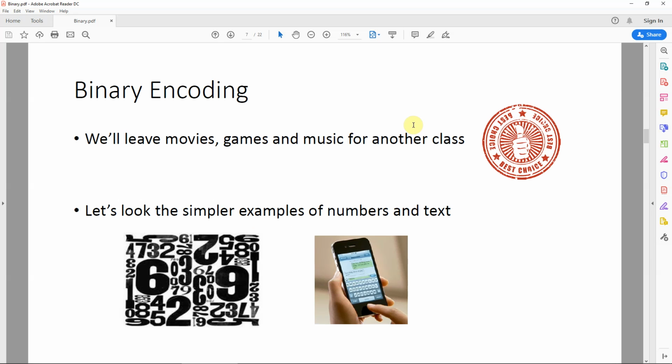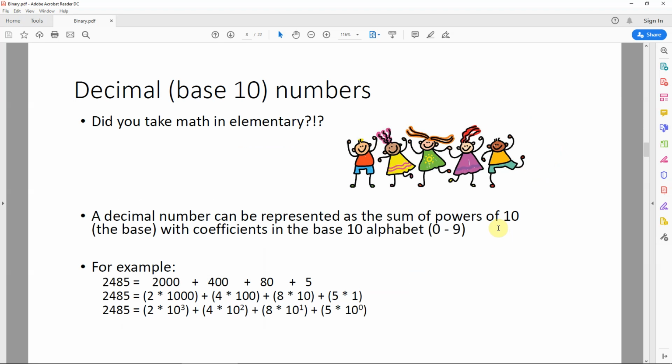Representing data as zeros and ones. Now we're going to leave the movies, games, music, and all that really cool stuff for another class, right? That's pretty complicated, although I could explain it in a few minutes, but it's just beyond the scope of what we're really trying to do here. What we're going to look at are some simple examples of letters and numbers. And really we're just going to take a look at numbers in particular and how numbers are encoded in binary, and then maybe in a future lesson we'll eventually get around to looking at text.